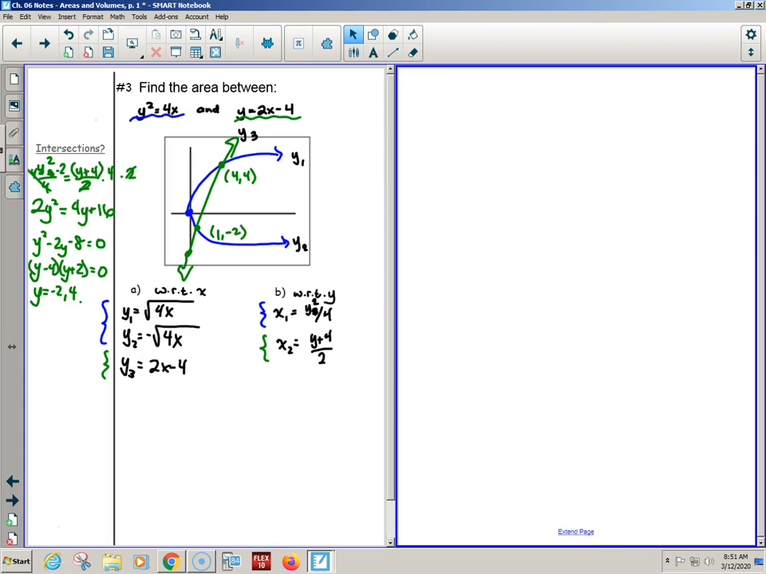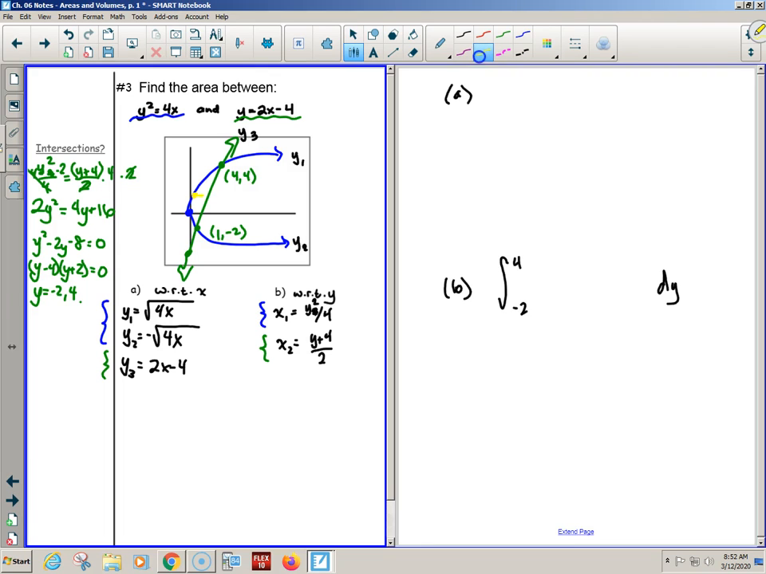And now we have to do the area. It's doubly as hard because one is with respect to y and one is with respect to x. So if we were trying to find our area, one way is going between negative 2 and 4 from a y bound to a y bound, asking yourself what is on the right and what is on the left.